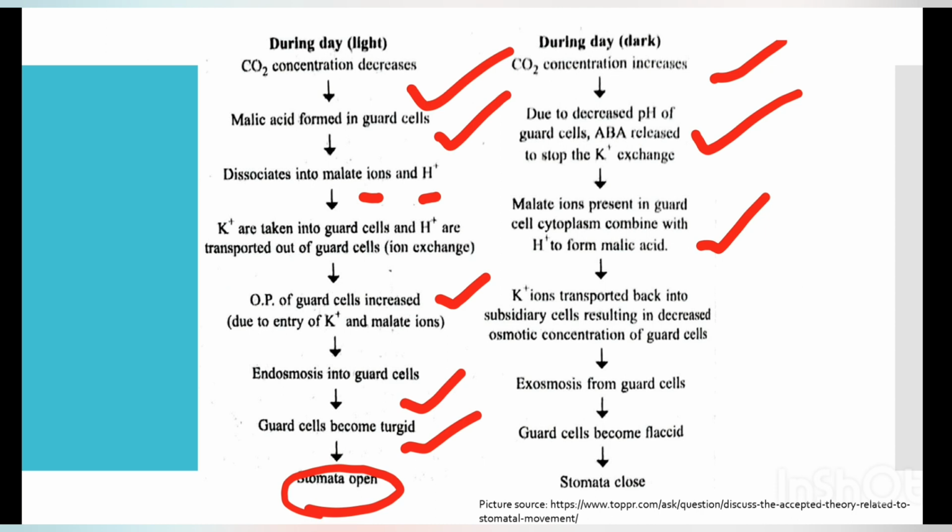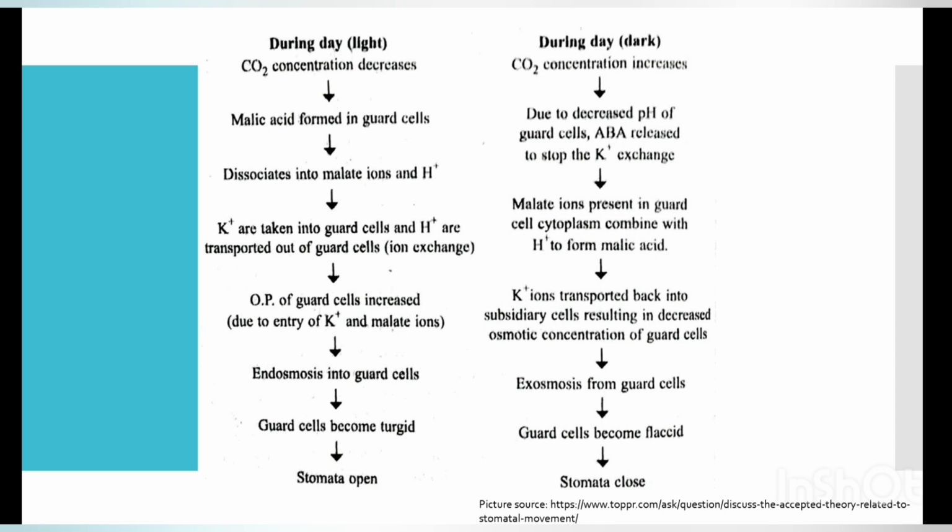Then K plus ion, or potassium ion, is transported back to the subsidiary cell, which results in decreased osmotic concentration of the guard cell. As a result, exosmosis, or water exit from the guard cell, occurs, and the guard cell becomes flaccid and the stomata remain closed. So this is the concept given by Levitt, or the active potassium exchange theory, or potassium pump theory. It is the most widely accepted model to explain the opening and closing of stomata.